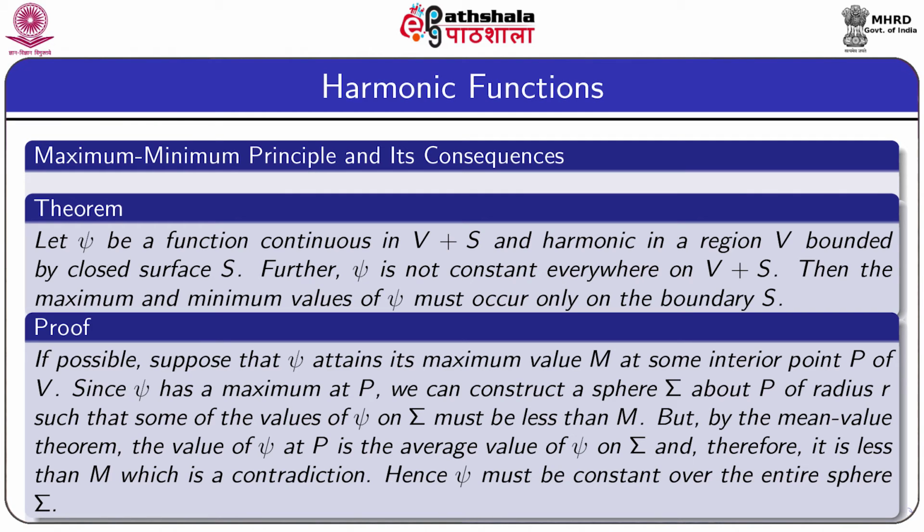now again using the mean value theorem, the value of psi at P is the spherical average value of psi on sigma, and therefore, its spherical average is less than capital M. So, it contradicts the fact that it will have the same value as it has at the point P. Hence, psi must be constant over the entire sphere sigma.